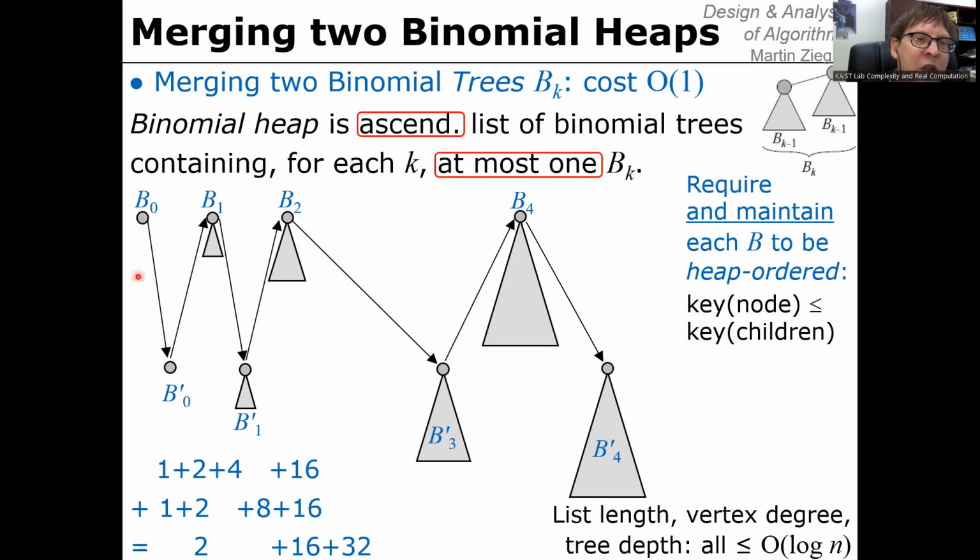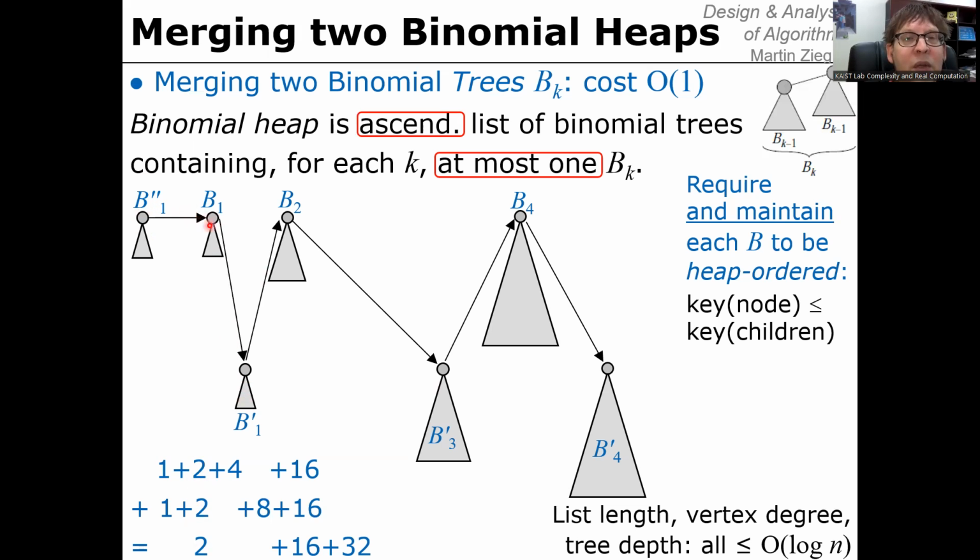Here we have two binomial trees of the same order. We merge them into one binomial tree of higher order, thus repairing this violation, corresponding to the addition of these two digits with a carry. So that's what we do here: merge. And now we've created another violation, because now we have three binomial trees of order 1. That's the same as in binary addition: we had the carry, and we had these two occurrences of digits with weight 2. So what we do is add two of them.